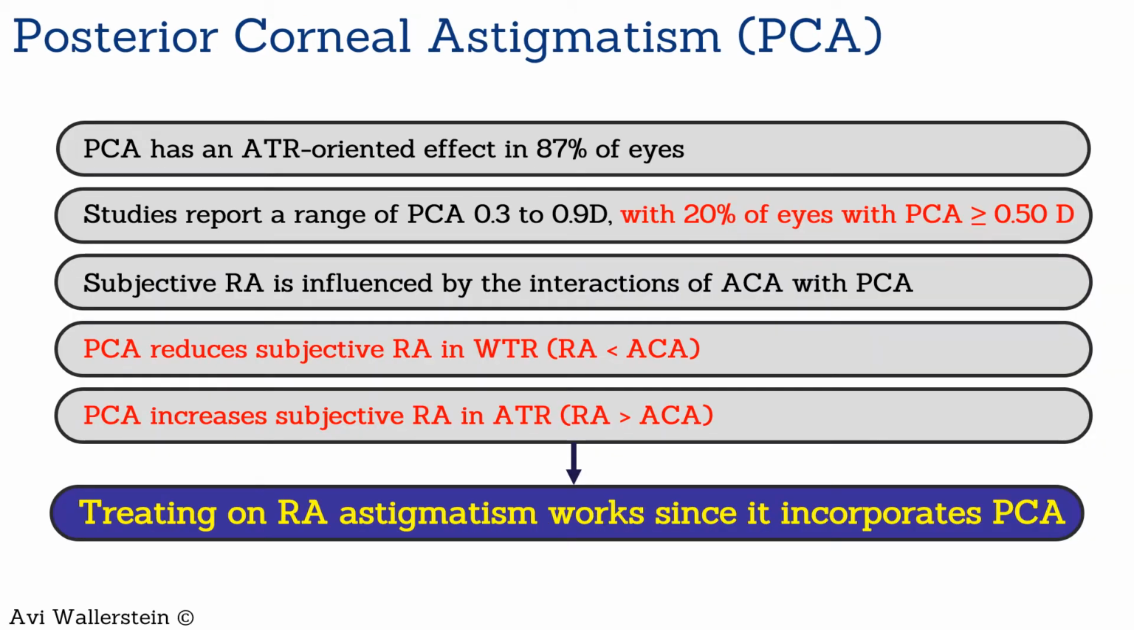Studies report a range of PCA 0.3 to 0.9 diopters, with 20% of eyes with greater than a half a diopter, which is not clinically negligible. PCA has an against the rule effect in 87% of eyes. PCA reduces subjective refractive astigmatism in with the rule. PCA increases subjective refractive astigmatism in against the rule. We believe our findings are due to PCA contribution to RA.